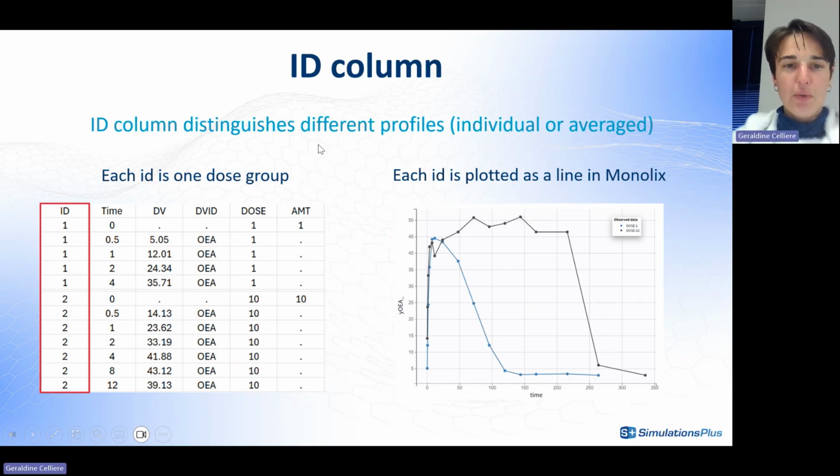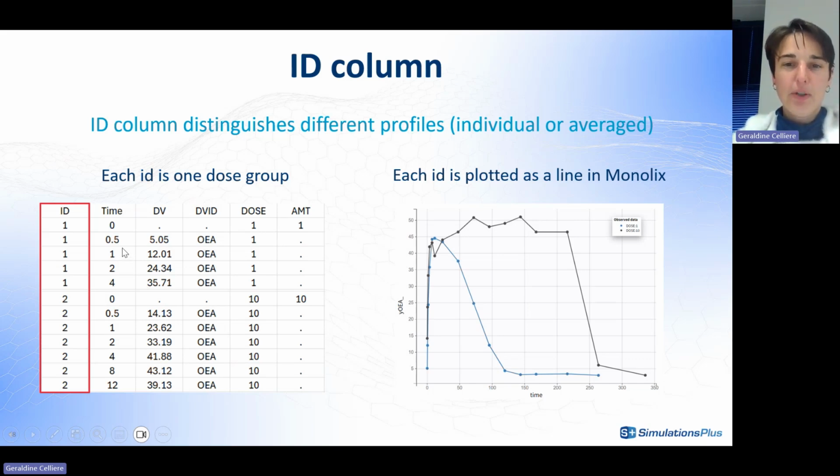Then we can also think about how to distinguish different profiles. In Monolix, it's really the ID column that allows you to group together measurements to indicate that they belong to the same profile. This profile can be individual data, or it can be average. This does not really matter. Just remember, 1 ID is 1 profile.